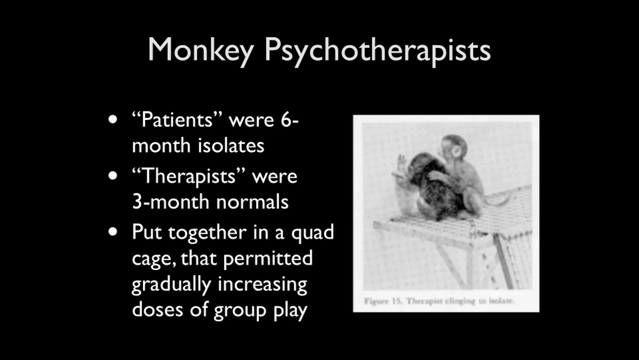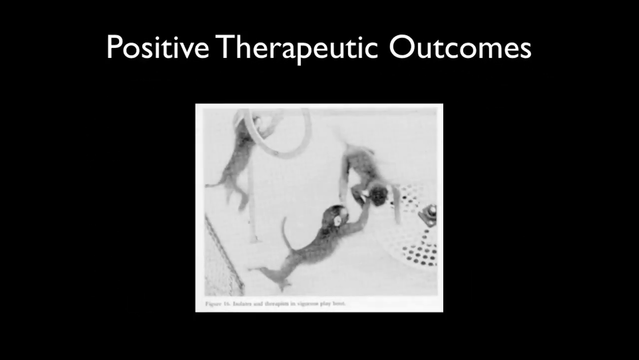But if the therapist monkeys were 3 months old, the typical response of a 3-month-old monkey is to cling. And they're very persistent about this. When the patient monkeys were placed in the cage with the 3-month-olds, the 3-month-olds would cling and touch and hold. And what this gradually did was begin to undo the effects of deprivation, and pretty soon these monkeys were playing, and you couldn't distinguish the isolates from the monkeys that had been raised with a mother.